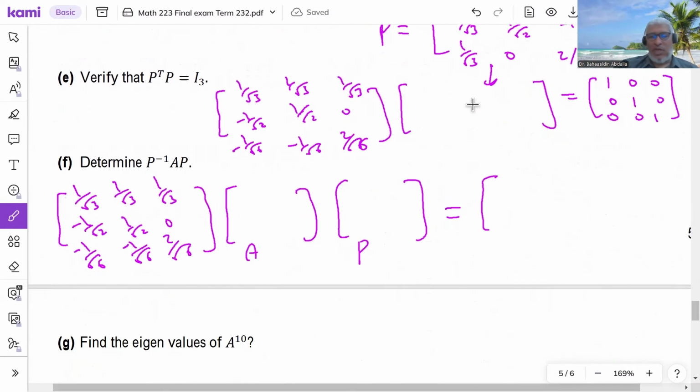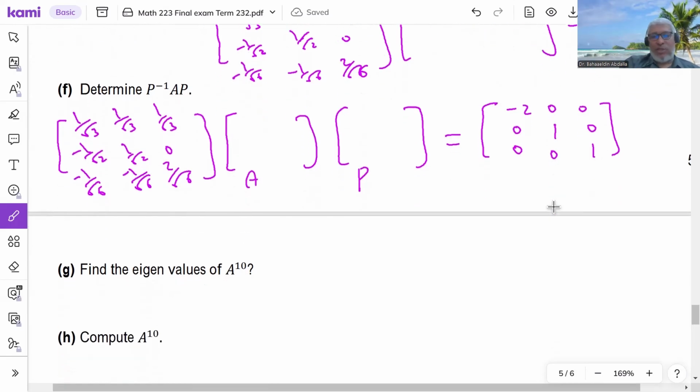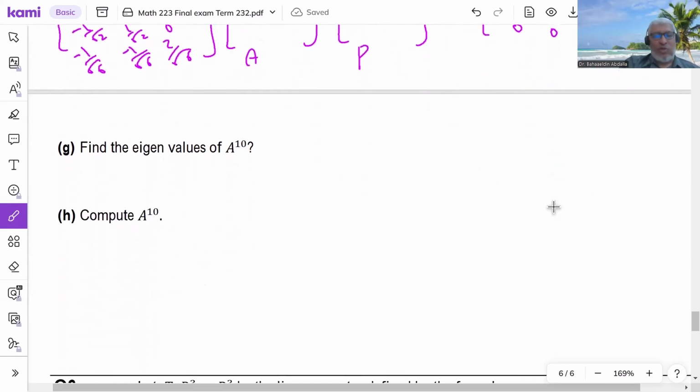From lambda equals -2, the eigenvalue. And the other two vectors are coming from lambda equals 1. So when you multiply these three, you should get this matrix. Also, you have to check your answer to make sure that your solution is correct.